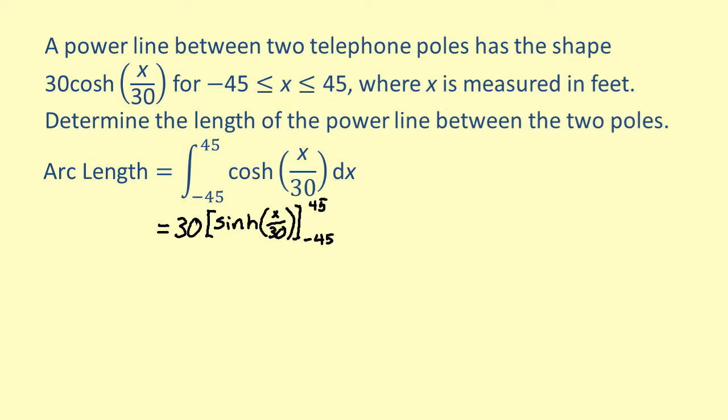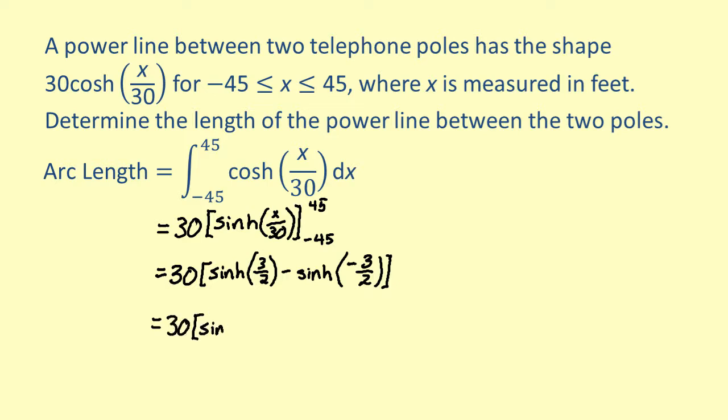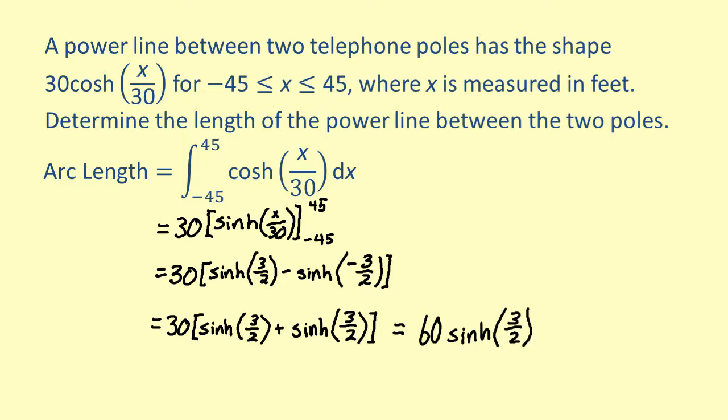to 45. Substituting, we get 30 times the quantity of the hyperbolic sine of 3 over 2 minus the hyperbolic sine of negative 3 over 2. Remember that the hyperbolic sine of negative x is equal to negative the hyperbolic sine of x. So, we can rewrite this expression as 30 times the quantity of the hyperbolic sine of 3 over 2 plus the hyperbolic sine of 3 over 2. Simplifying, we get 60 times the hyperbolic sine of 3 over 2.